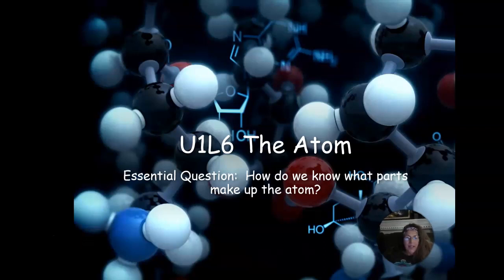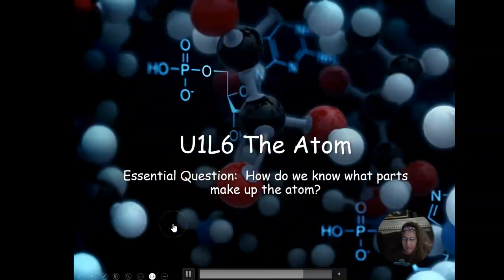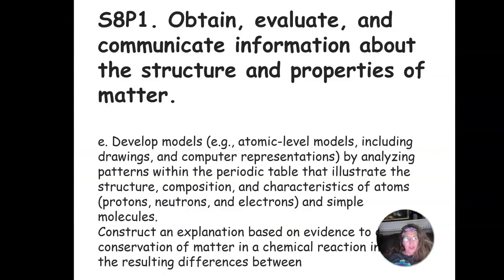Unit 1B, Lesson 6, the atom. Our essential question for this lesson is, how do we know what parts make up the atom? Our standard for this lesson is to develop models to help us understand the patterns that we see in the periodic table. That's S8P1E.